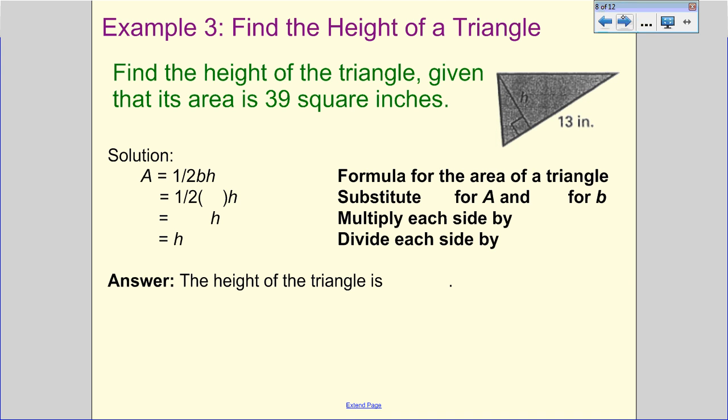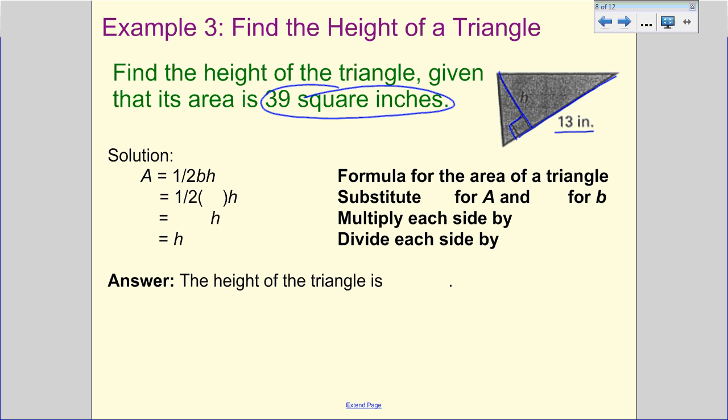All right, now what we want to do is find the height of a triangle. And the thing about finding the height of a triangle, it doesn't matter whether we're finding height or base, we're going to use the same idea. So what I know is that I have 39 square inches inside this triangle. I know that the base is 13 inches because here's that perpendicular segment. And I'm looking for the height.